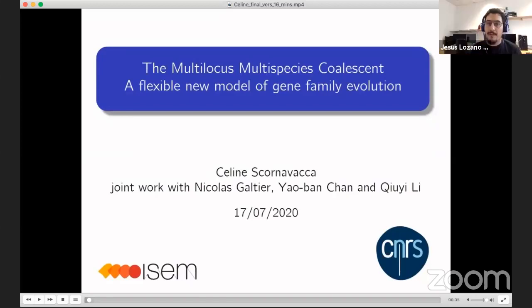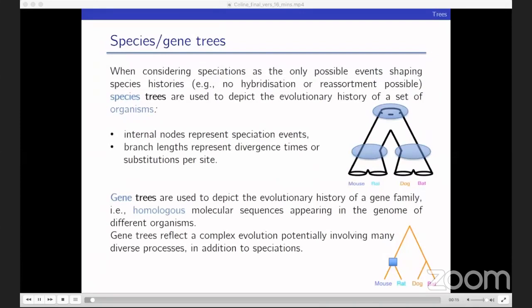Okay, let me check if the sound is okay. I'm Céline Scornavacca, and today I'm going to present a new model of gene family evolution that my collaborator and I call the Multilocus multispecies coalescent. There are two important kinds of phylogenetic trees which are key to the study of gene and genome evolution, and those are the gene tree and the species tree.